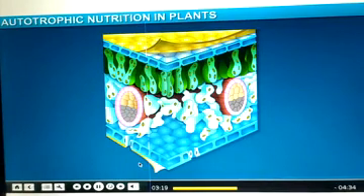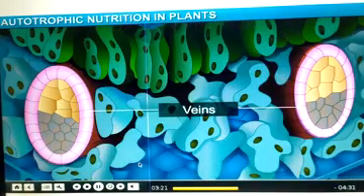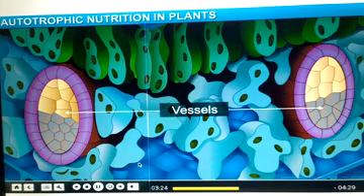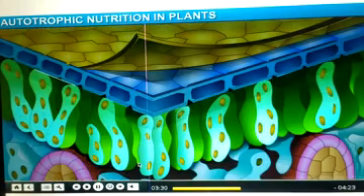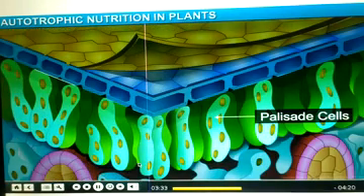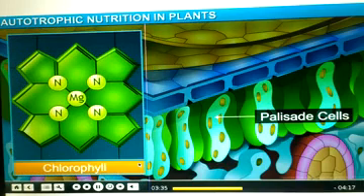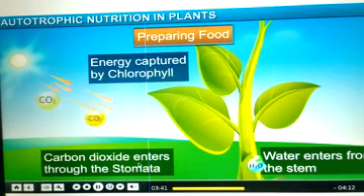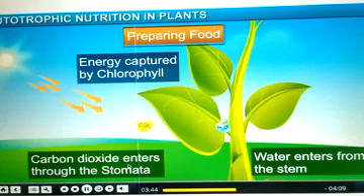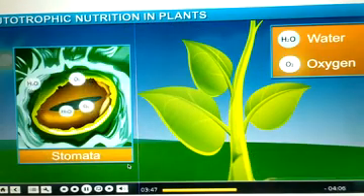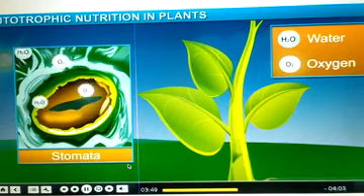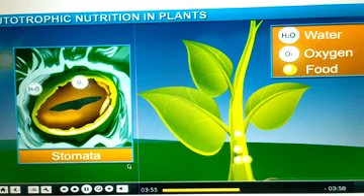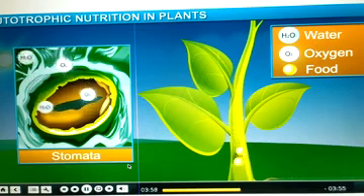The area above the lower epidermis is called the vein. It contains vessels that bring water and minerals to the leaf. Above this is the layer containing palisade cells, containing green pigments called chlorophyll, which capture energy from sunlight and use it to prepare food from carbon dioxide and water. The byproducts are oxygen and water, which are released through stomata during daytime. This food that has been made is sent to other parts of the plant through the veins.